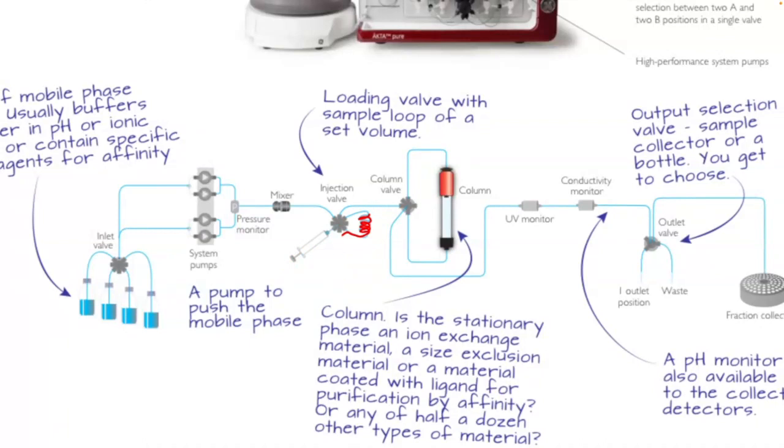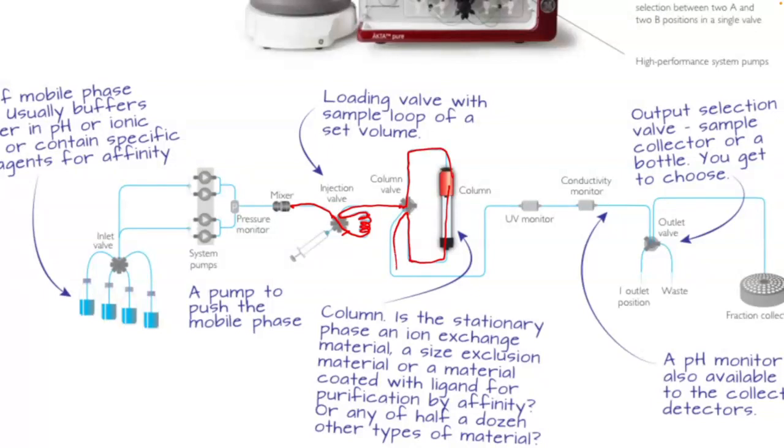Now what you have is that loop is filled with sample. And then I switch the valve. What the valve's going to do now is it's going to pump the water through the valve to the loop, through the loop. The loop's going to go to your column now. So that little pulse of protein that was stored in that loop will end up on the top of your column, go through your column.